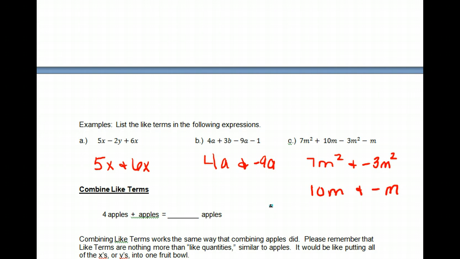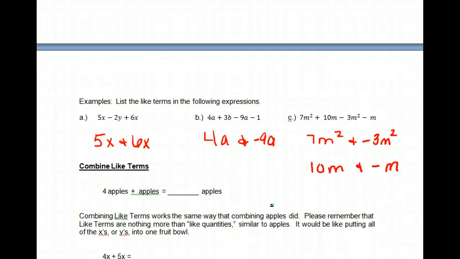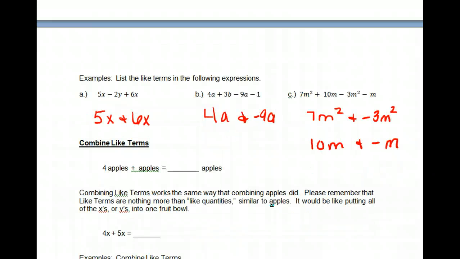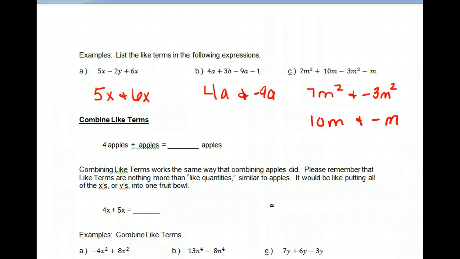All right. If you have questions, please make sure that you let me know, because this is an extremely important concept in algebra, and we need to make sure that you guys can combine like terms. Now at this point, we are going to move on and start actually combining these like terms. And we are going to revert back to our example about the apples.